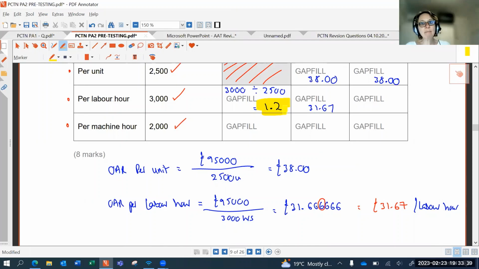It doesn't just take me an hour. It takes me 1.2 hours. So it's £31.67 for 1 hour, but it takes me 1.2 hours. So if I then multiply that together, it's going to be a cost of £31.67 multiplied by 1.2, £38.